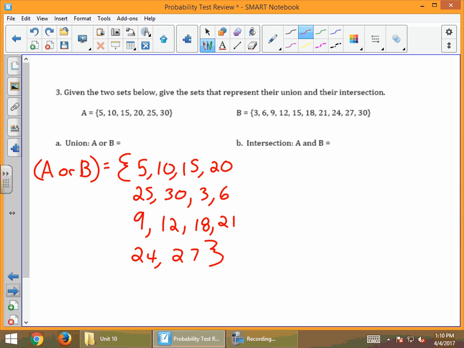You guys can write it out a long ways. I had to write this to fit on the board. But those are all the numbers, either A or B. Pick a number out of A or B. Any of those numbers work. What about the intersection?